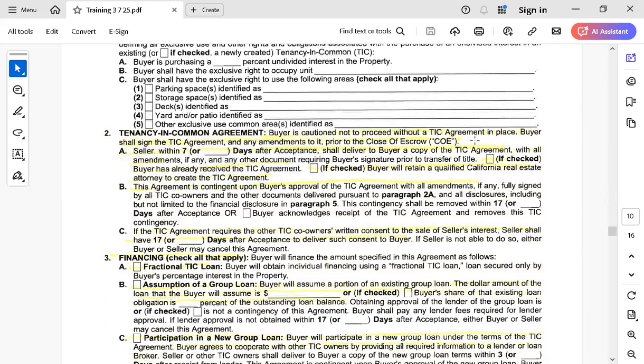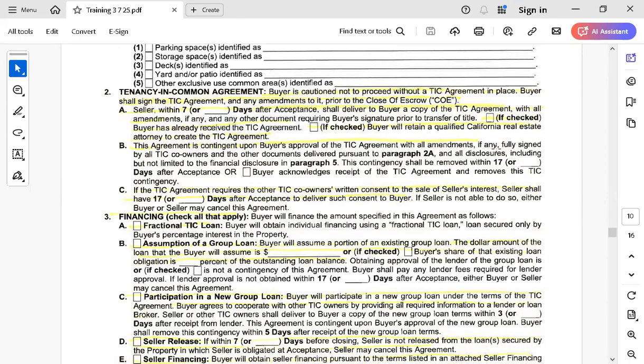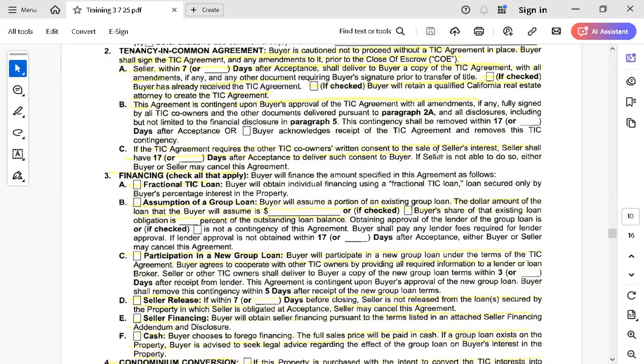Buyer is cautioned not to proceed without a TIC agreement in place. Buyer shall sign the TIC agreement and any amendments to it prior to close of escrow. So make sure that all of the agreements are in. Seller has 7 days to deliver that agreement so the buyer can review it.